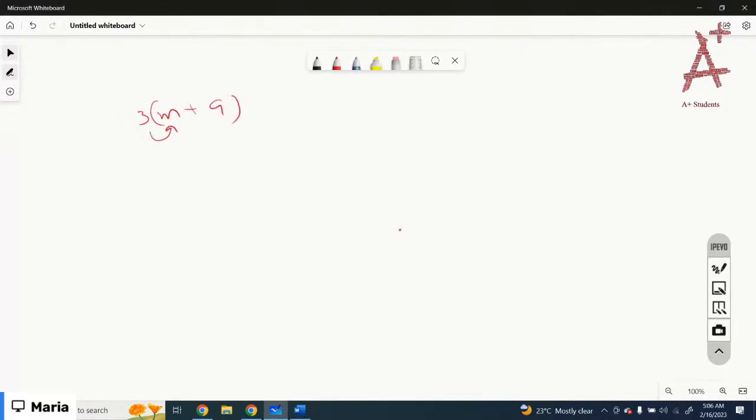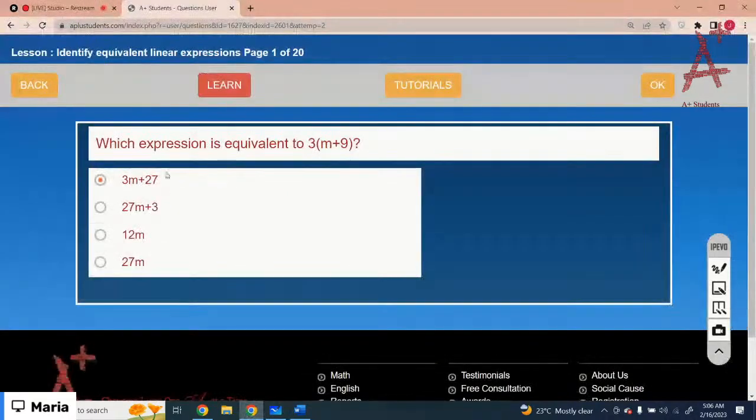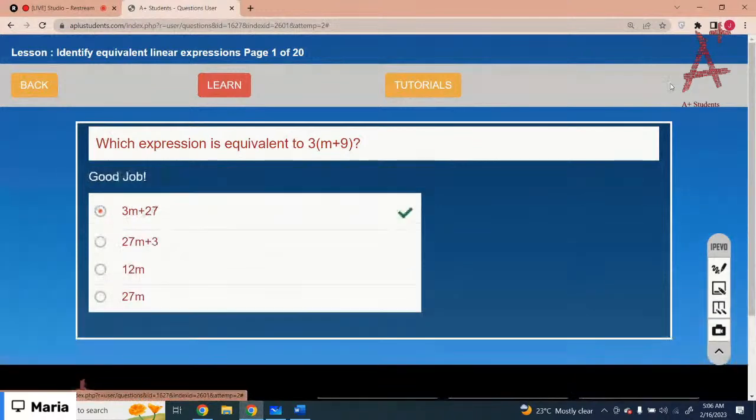3 times (m plus 9). You have to do 3 times m, it is 3m. And then you have to do 3 times 9. 3 times 9 is 27. That is basically the distributive property. So it is then 3m plus 27. So let's just see if we have any option. Yes, the first one, 3m plus 27. So that is the correct option.